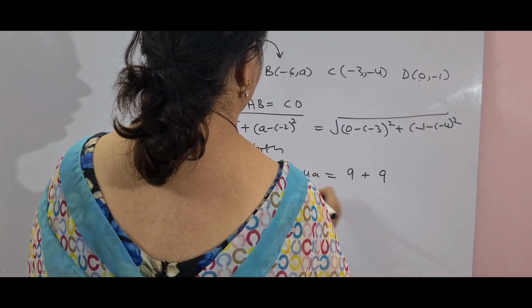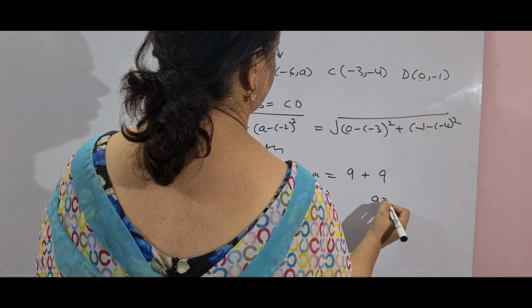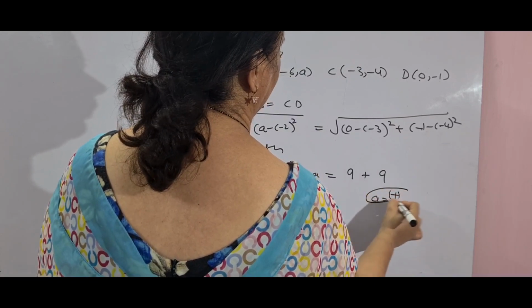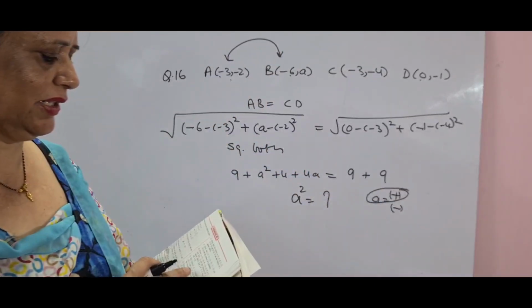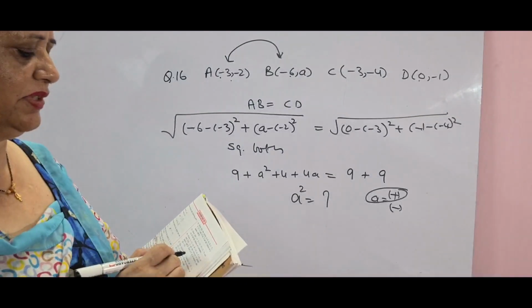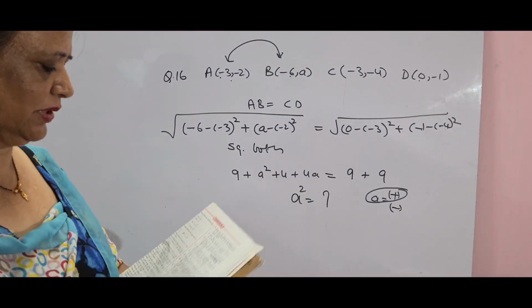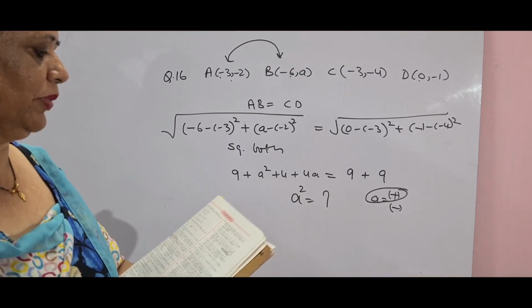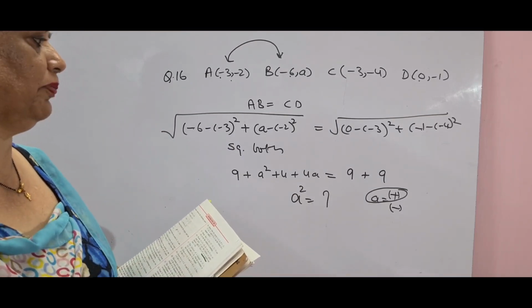Find out a squared. Now you will get 2 types of values. One will be positive, one will be negative. You will not take the positive value because it is written in the question that a is negative. Children, please underline it. Question number 16, exercise number 28, page number 335. Because a is negative, you avoided the positive one.